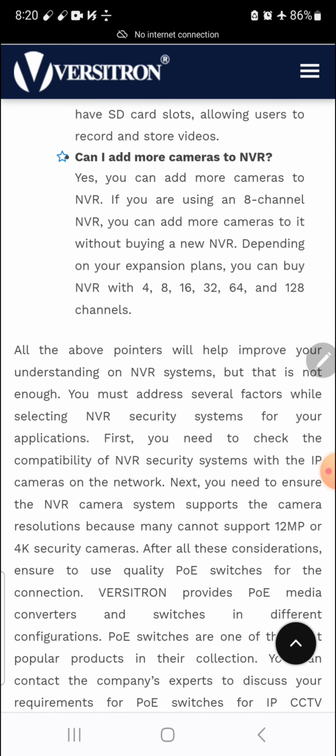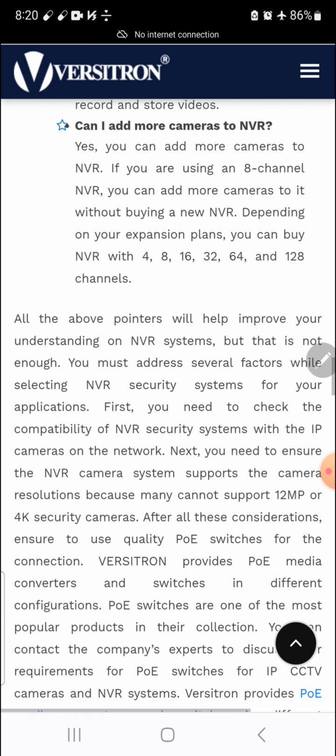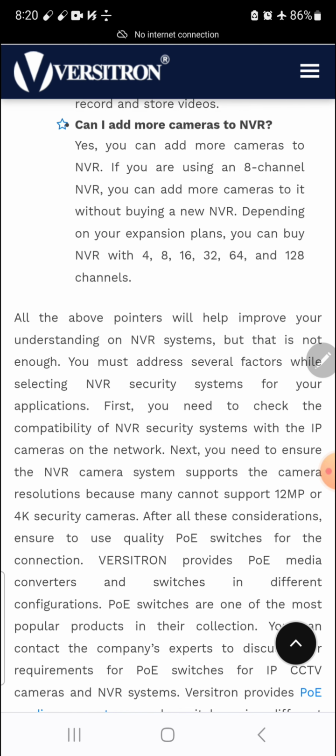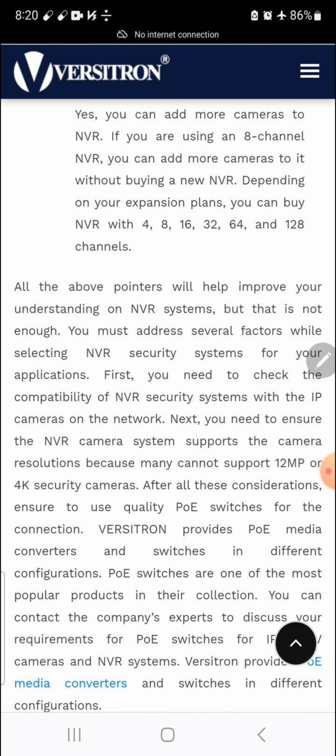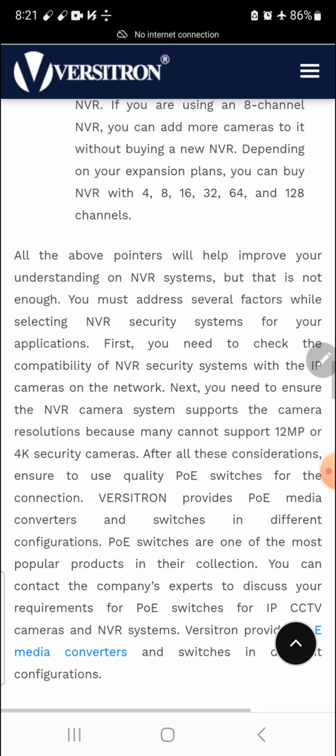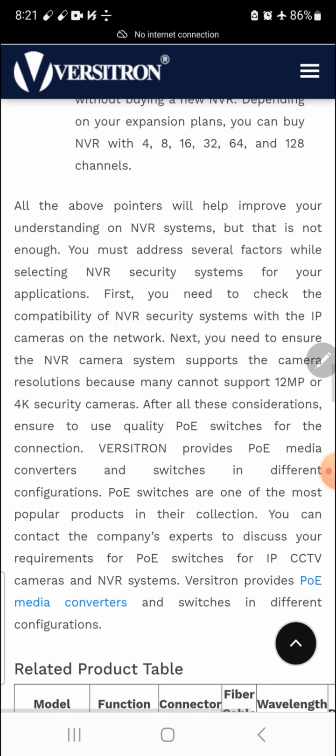Can I add more cameras to NVR? Yes, you can add more cameras to NVR. If you are using an 8-channel NVR, you can add more cameras to it without buying a new NVR. Depending on your expansion plans, you can buy NVR with 4, 8, 16, 32, 64, and 128 channels.